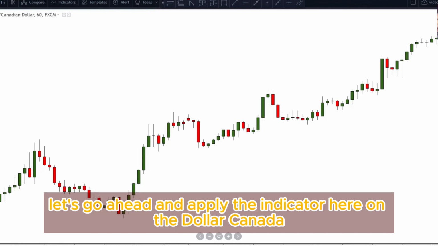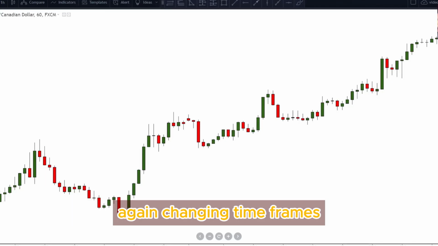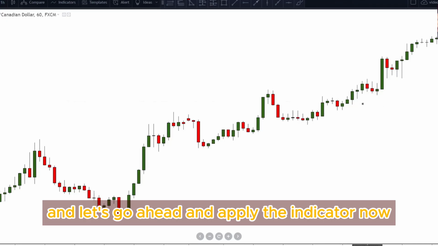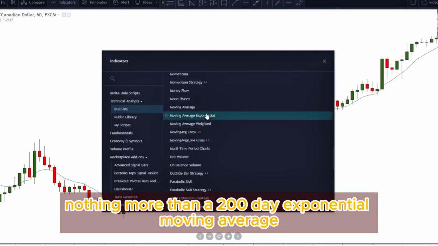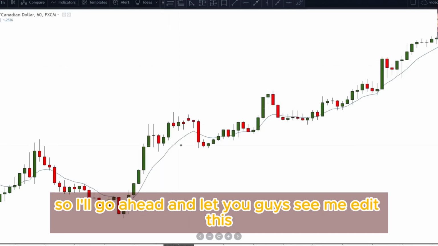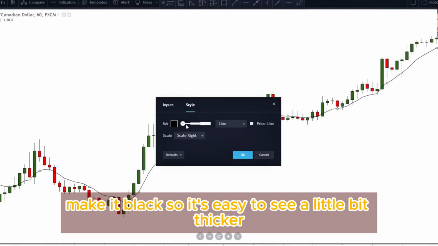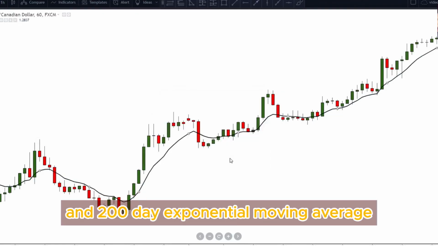But let's go ahead and apply the indicator here on the dollar Canada. We're on the dollar Canada 1 hour chart, again changing time frames, changing pairs to show you guys that this works all around. And let's go ahead and apply the indicator now, which is going to be nothing more than a 200-day exponential moving average. So I'll go ahead and let you guys see me edit this so you can see that this is exactly what I'm doing. Make it black so it's easy to see, a little bit thicker, and 200-day exponential moving average.